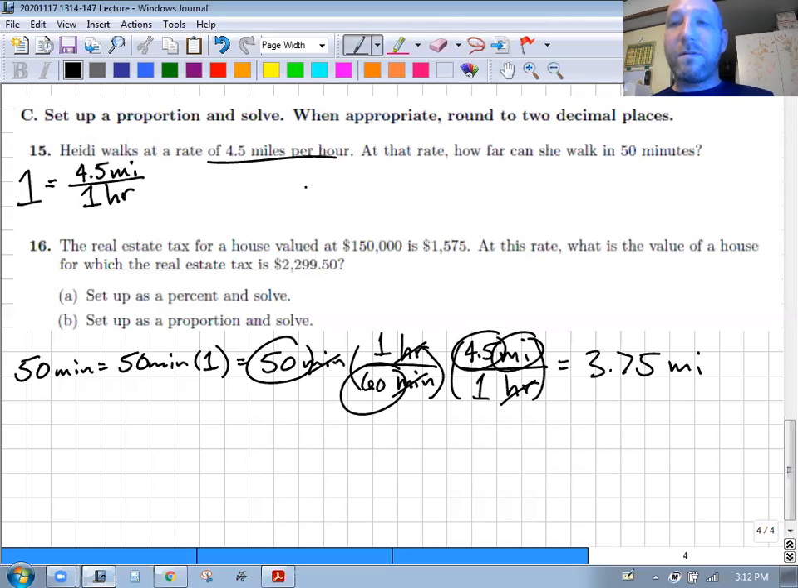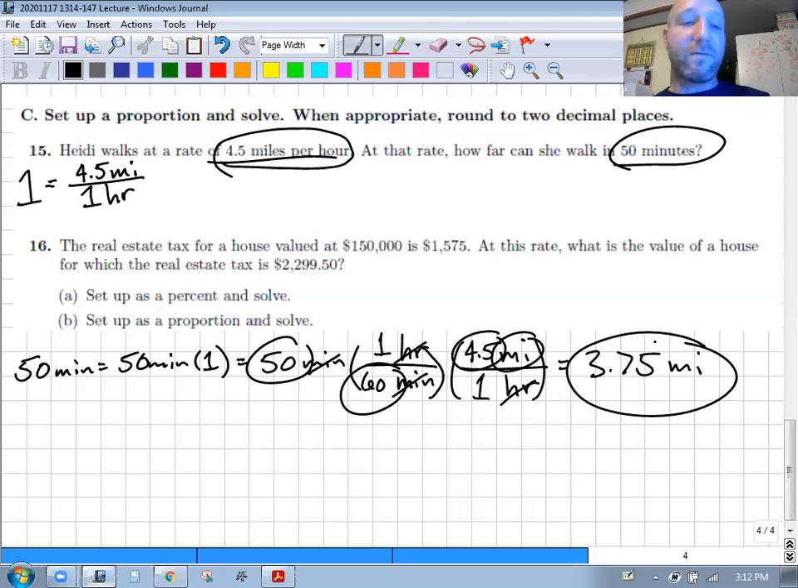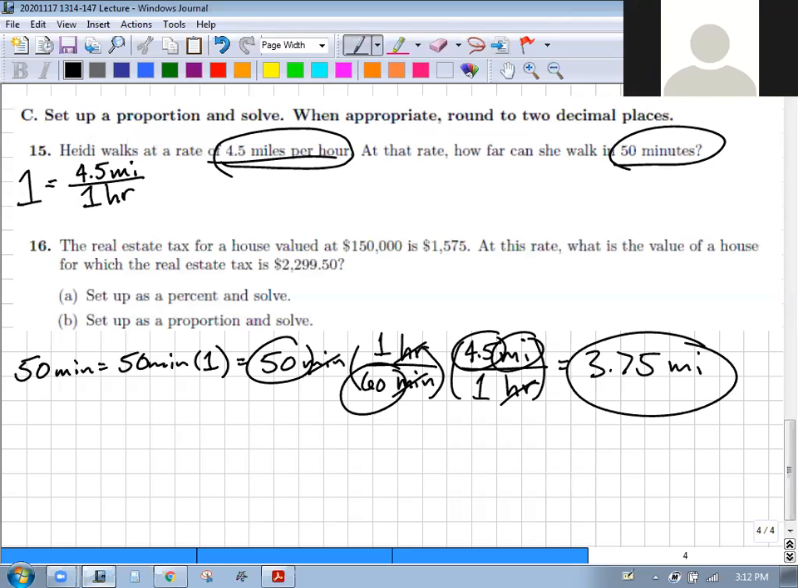So that sounds reasonable. At 4.5 miles an hour, if she'd have walked for an hour, it would have been 4.5 miles. This is less than an hour. So it should be a little less than 4.5 miles. This is a little less than 4.5, so it sounds like a reasonable answer. Hold on a second. We'll still have to use the, oh, never mind, because the 50 is going to be the denominator, right? Not the 60.